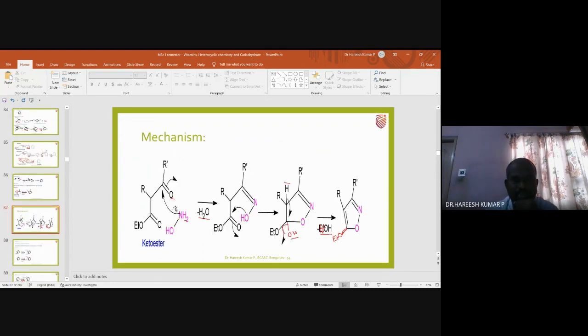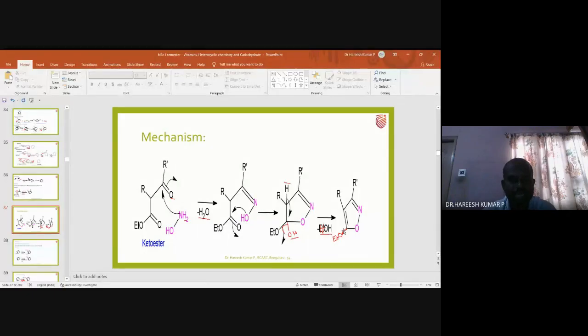No, it's a mechanism. So the mechanism of how the beta ketoester is converted into isoxazole. So the lone pair present on this nitrogen can react with this. H2 and O will go out. C double bond N is obtained. And this lone pair can react with this carbon, and C double bond O is converted into OH. Here one CH is there. Of course, here also CH is there.